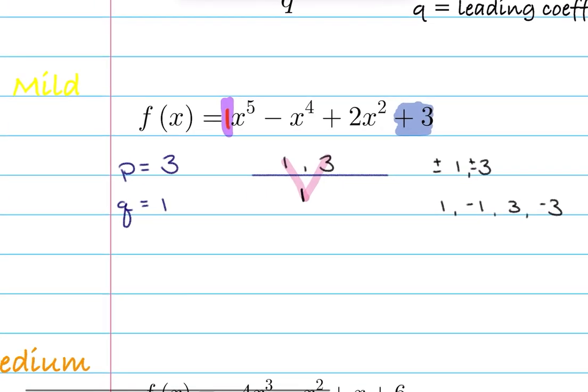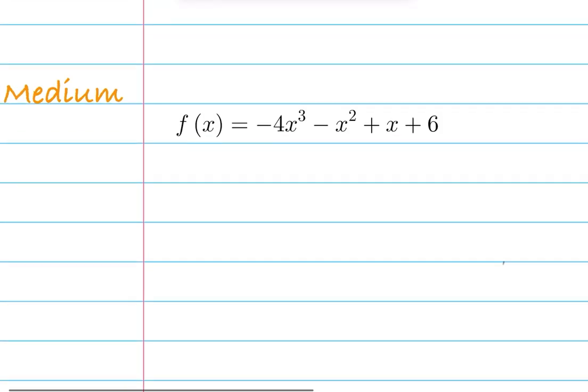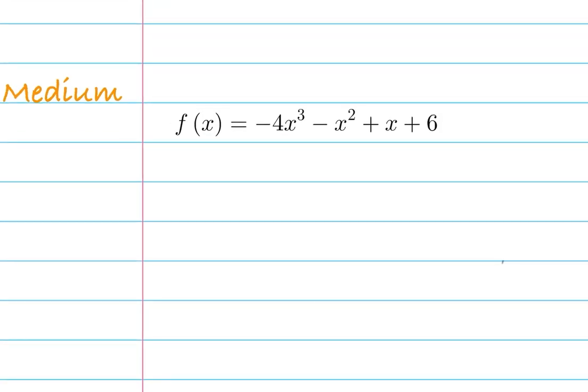All right? Let's take a look at one that's slightly spicier. Let's take a look at a medium one. The only difference between the one we did for mild and this one is we have a leading coefficient that's not 1.